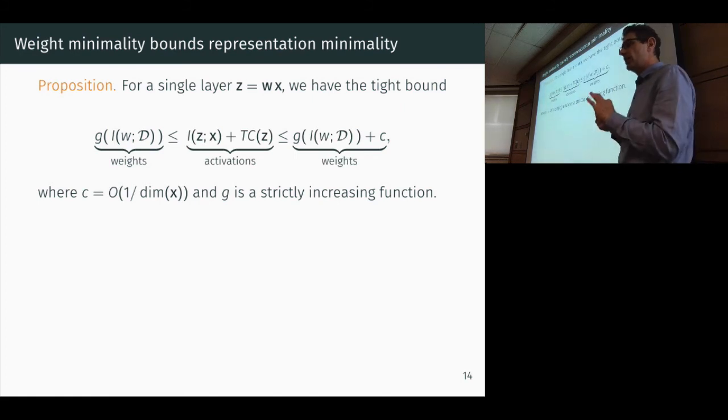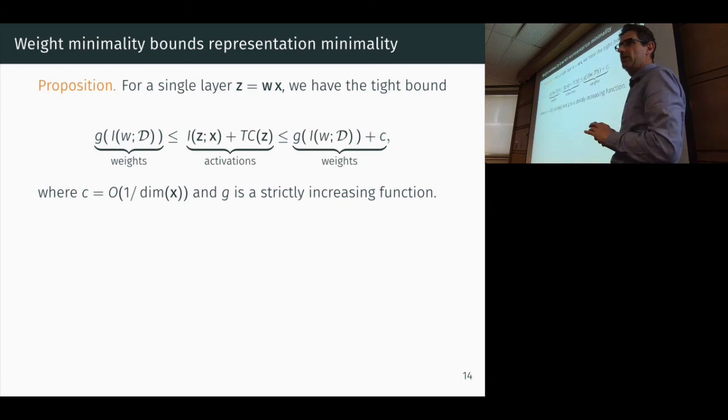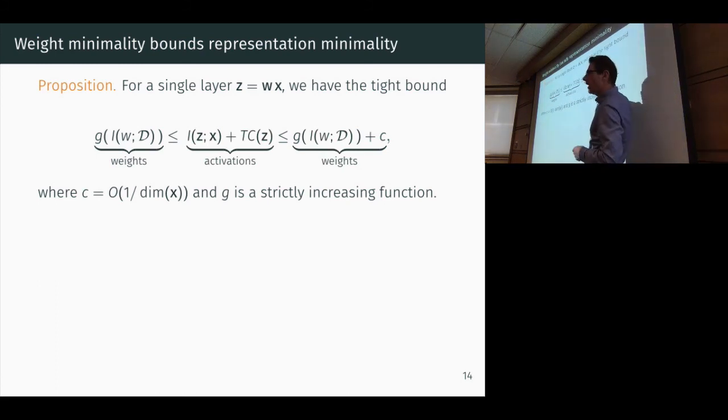So this is not an optimization result, it's a deep learning result. It's only specific to deep networks. So if you do your job well in SGD, and SGD doesn't know anything about minimality, invariance, and so forth, you manage to minimize this.